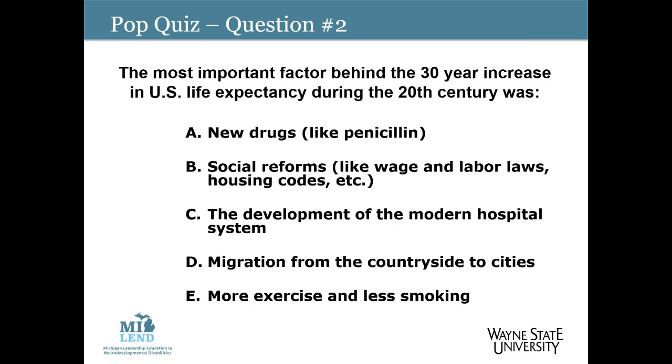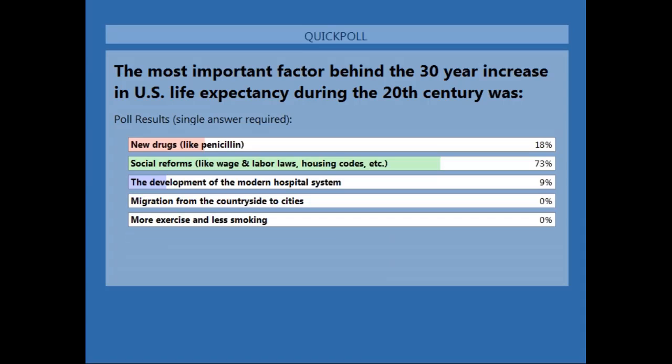So there's one more question, and this one is: the most important factor behind the 30-year increase in U.S. life expectancy during the 20th century was A, new drugs like penicillin, B, social reforms like wage and labor laws, housing codes, etc., C, the development of the modern hospital system, D, migration from the countryside to cities, or E, more exercise and less smoking. 73% answered social reforms, such as wage, labor laws, housing codes, etc. 18% thought new drugs was the answer, and 9% the development of the modern hospital system. Okay, so 73% answered correctly, great.